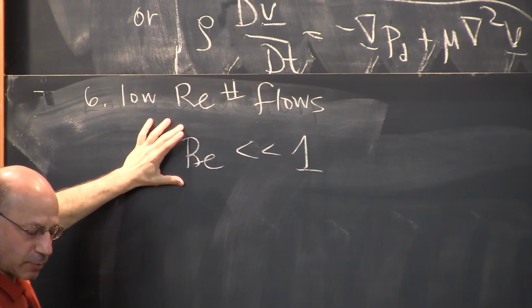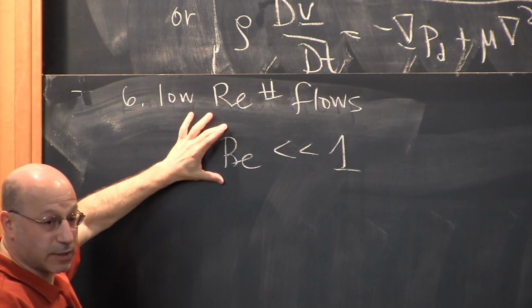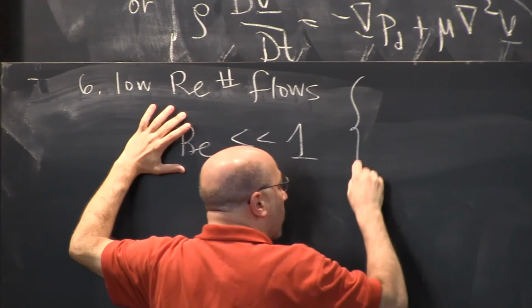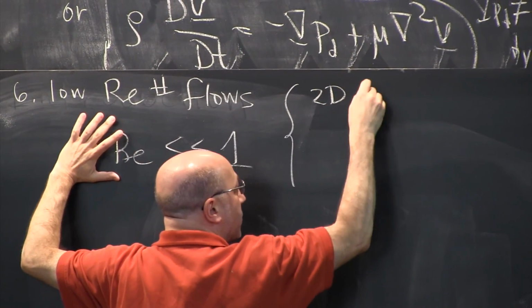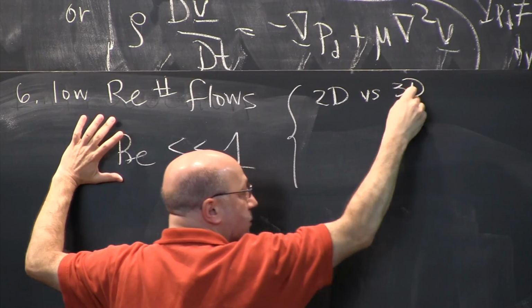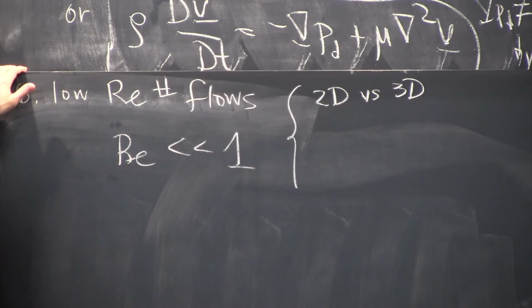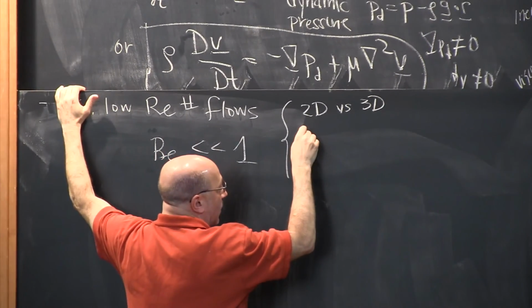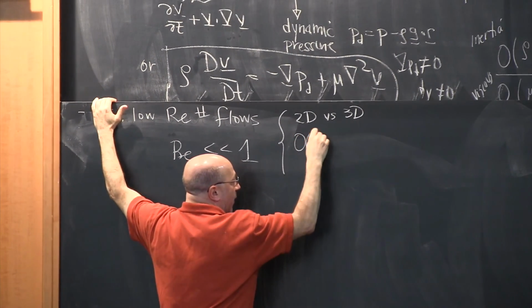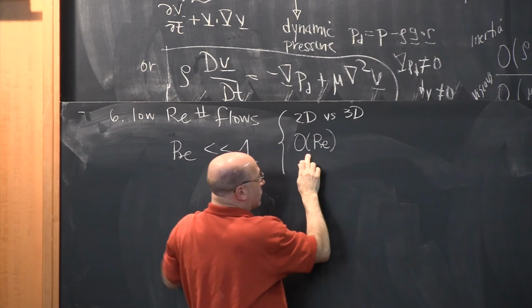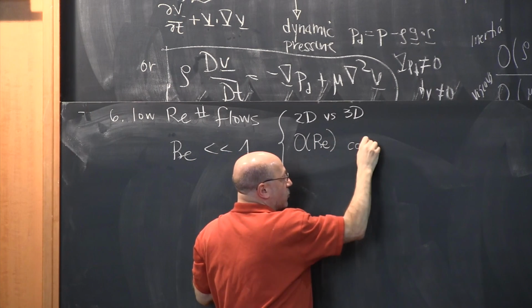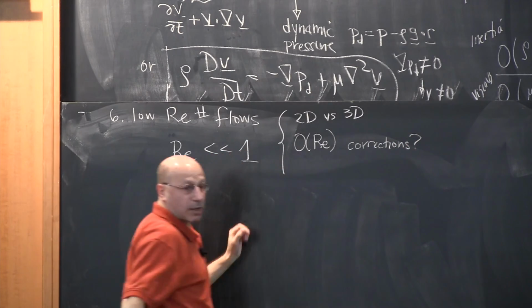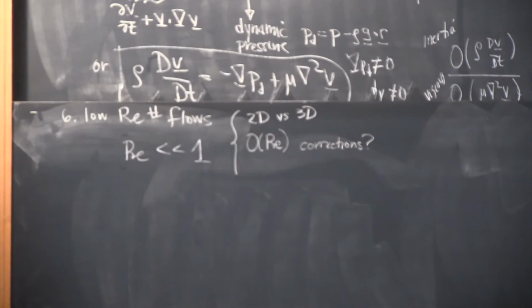Those of you that know this subject know that this limit in some cases can be a tricky limit. You might want to ask for differences between 2 dimensions and 3 dimensions that may come up somewhere. You might want to ask, if you take this limit, what are the order of magnitude or the order Reynolds number corrections to anything you calculate. Some of these are non-trivial questions.